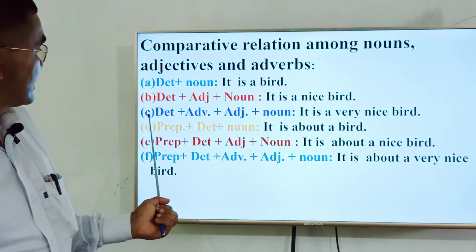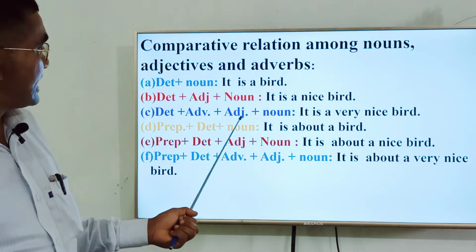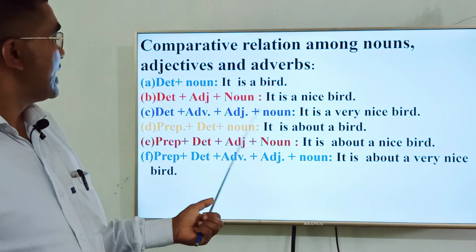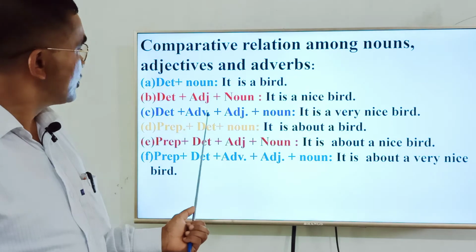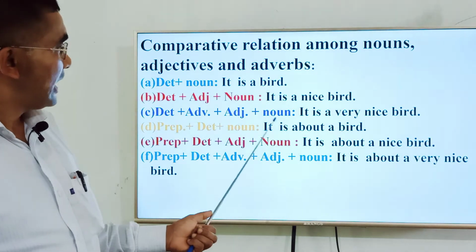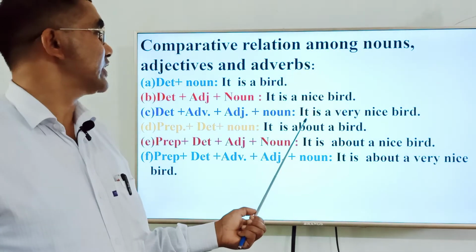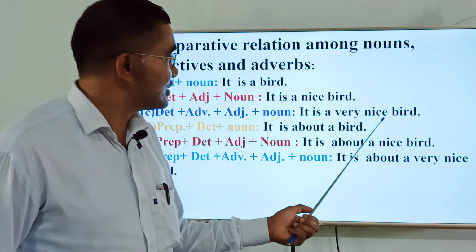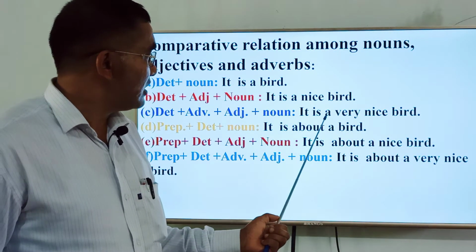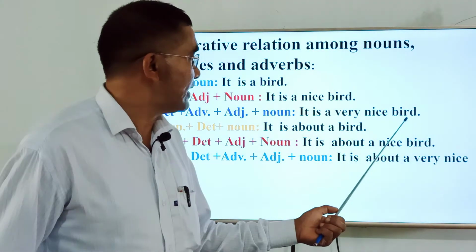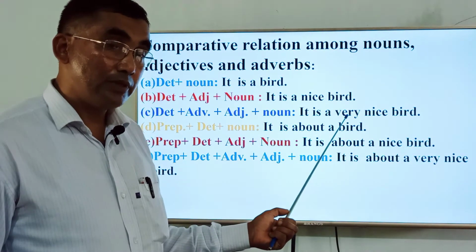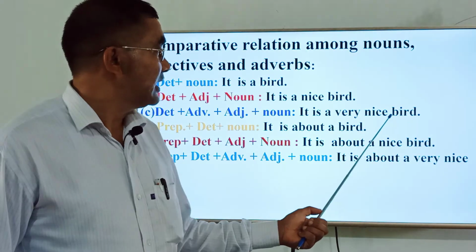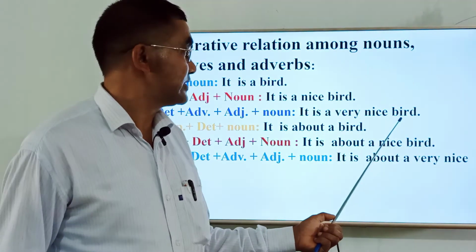And then determiner plus adverb plus adjective plus noun. If any adverb word modifies the adjective word, then it should be placed before the adjective word. And in that case, the situation can be, it is a very nice bird. So here A is the determiner, very is the adverb word, nice is the adjective word, and bird is the noun word. You can see.